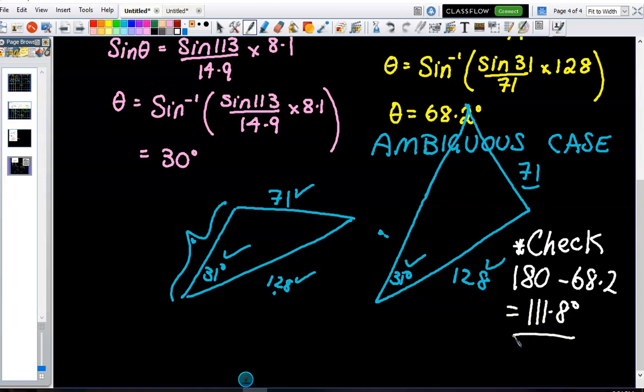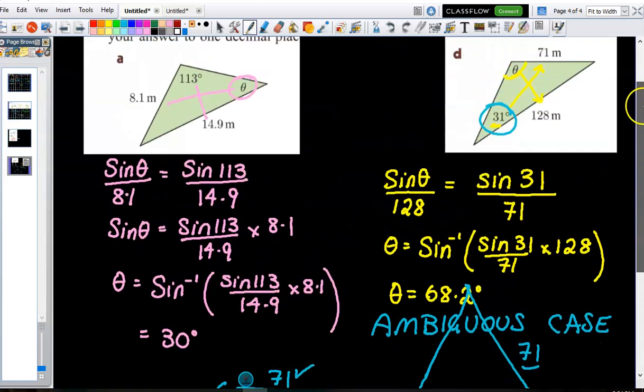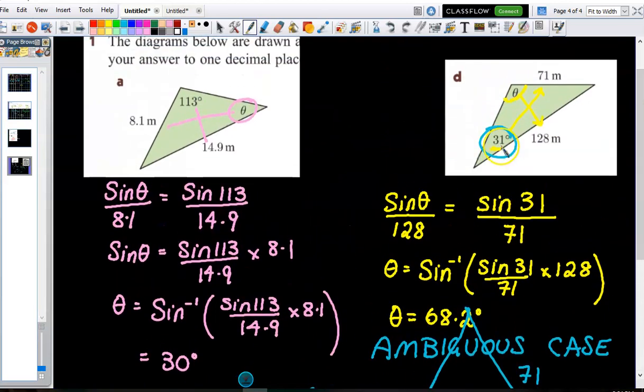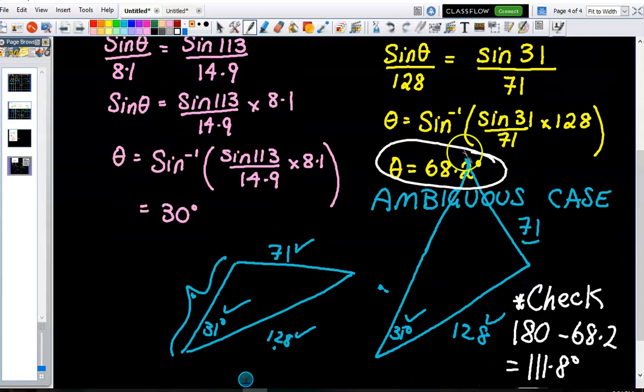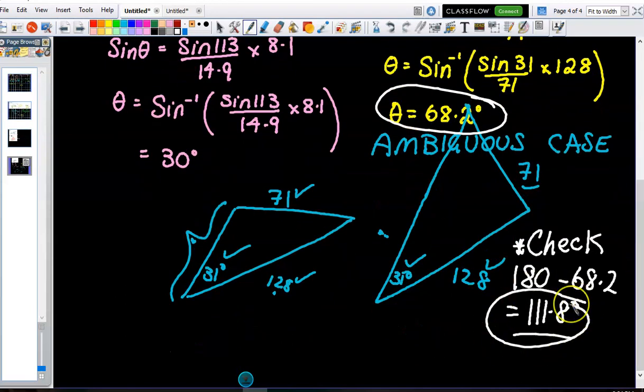Does it always work? You have to check. You do this, 111. You go back up here. Is 111 plus 31 still less than 180 degrees? So that means you could have this solution or you could have this solution. You've got two. So if the question was find the angle and you didn't check for the ambiguous case and it existed, you would lose a mark if you only gave me one solution.